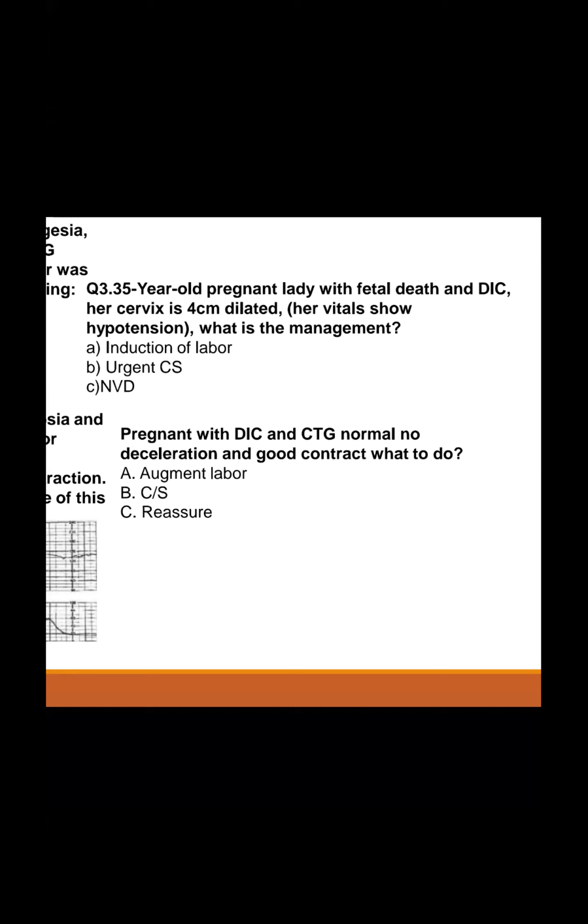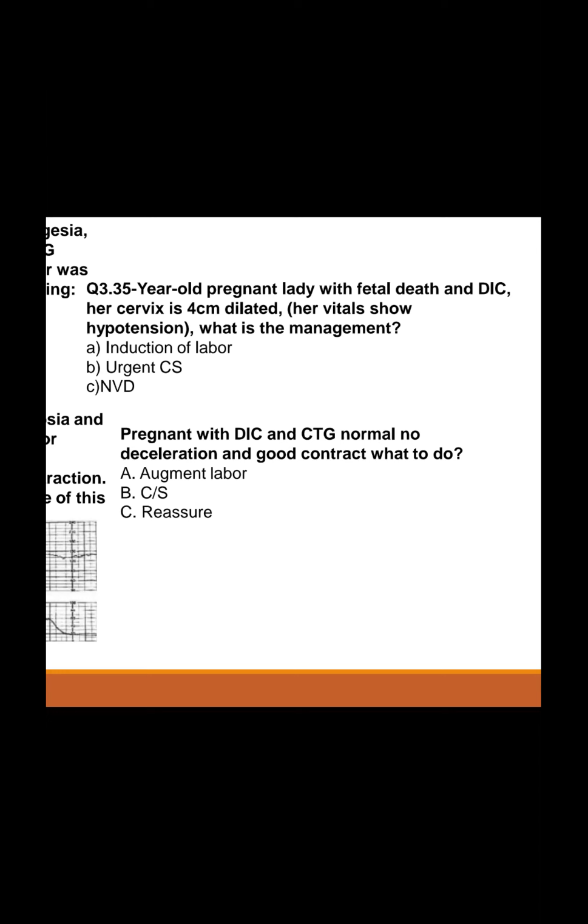What are the points? You are choosing urgent CS first? Ma'am, first is fetal death, and there is DIC. Though the cervix is 4 centimeters, which we count as active labor, with DIC the indication is cesarean delivery. And the mom may be vitally unstable, hypertensive. It's an unstable situation.